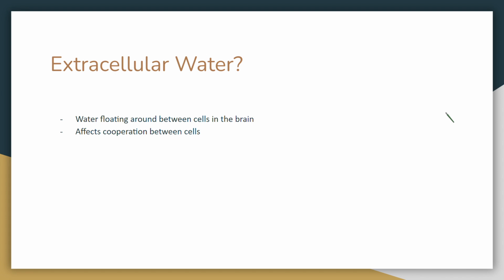After all, the way that cells communicate is by chemicals transmitted between different cells. So if there's water between those cells, it could cause issues with the communication between different neurons, which could potentially have an effect on cognitive ability.